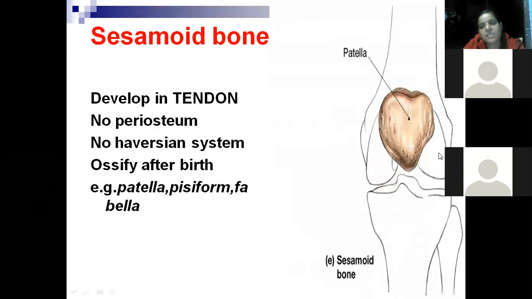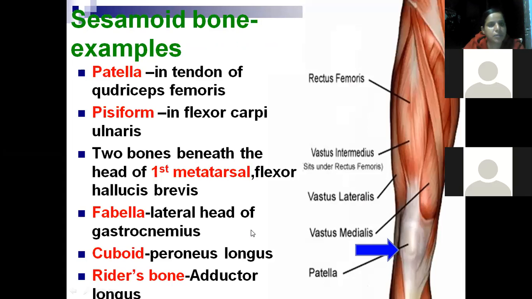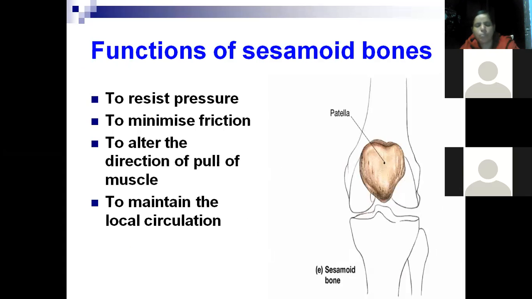Then we have a sesamoid bone, which is developed in a tendon. The best example of a sesamoid bone is the patella. When you look at a sesamoid bone, it will not have an outer covering, that is periosteum. In histology of bone, we usually see the Haversian system, and that is also missing. Usually it ossifies after birth. Examples: patella, pisiform, fabella. Functions of sesamoid bone: it resists pressure, it minimizes friction, it alters the direction of pull of muscle, and it also maintains local circulation. That is more than enough.